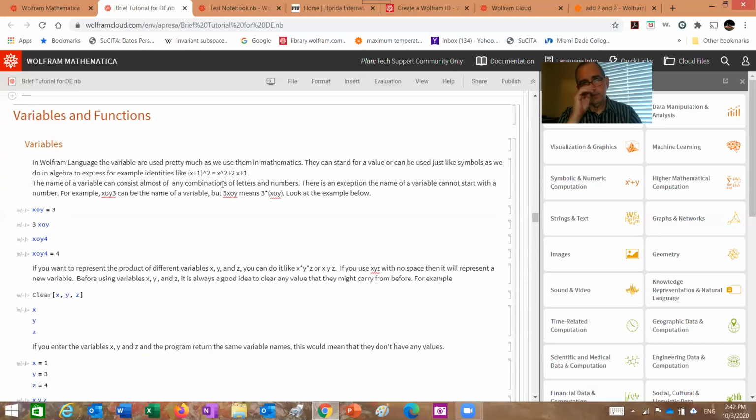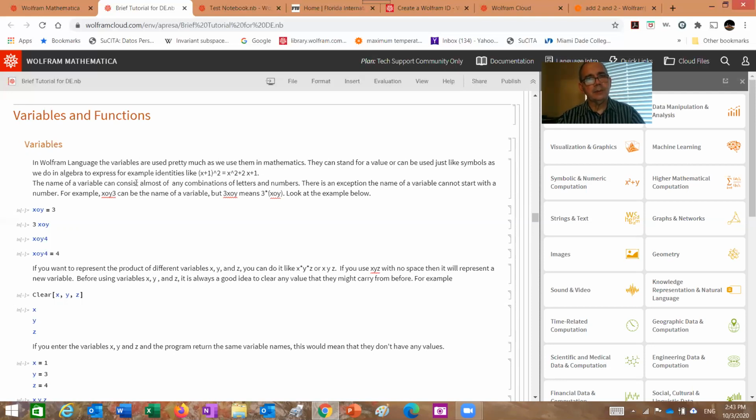Well, in Wolfram Alpha, the variables are used pretty much like you do it in mathematics. They can stand for a value, or can be used just like symbols as we do in algebra to express, for example, identities. So it means that not every variable has to represent a number. Some variables can stand by themselves and can be used just to show that something is true, like a symbolic expression: x plus 1 to the second is the same as x to the second plus 2x plus 1.